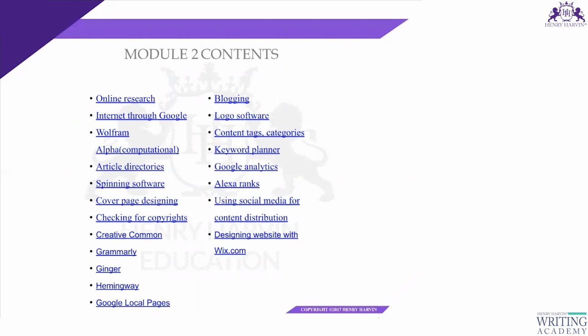through Google, then Wolfram Alpha, which is a computational tool, article directories, spinning software, cover page designing, checking for copyrights, Creative Commons, Grammarly, Ginger, Hemingway, Google local pages, blogging, logo software, content tags and categories, the use of keyword planner, Google Analytics, Alexa ranks, using social media for content distribution, and designing your website with WordPress and Wix. It will be the free version.